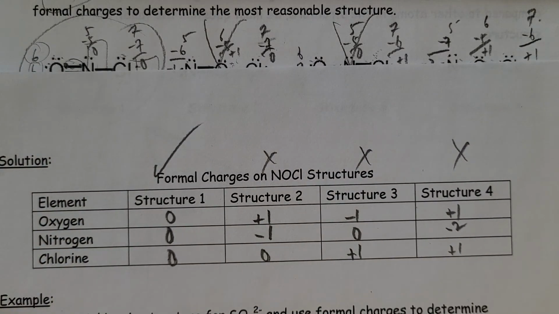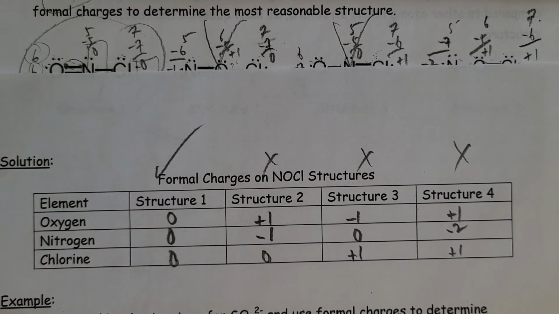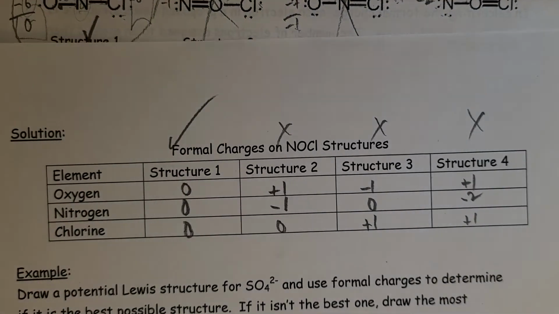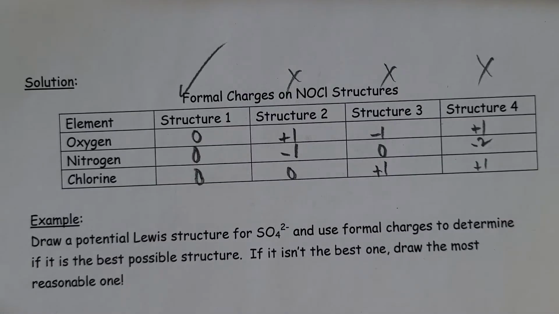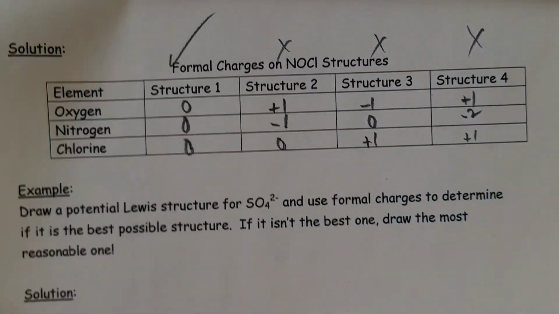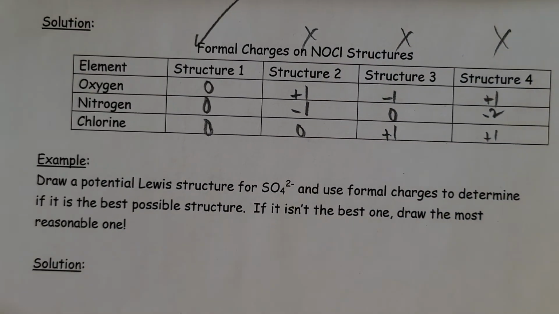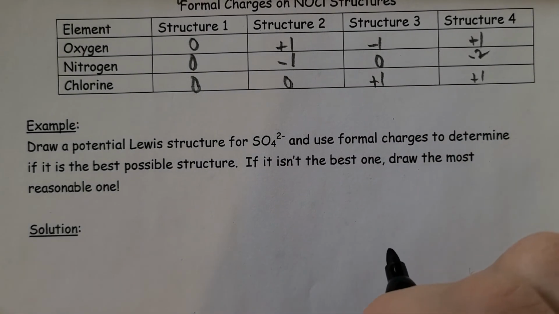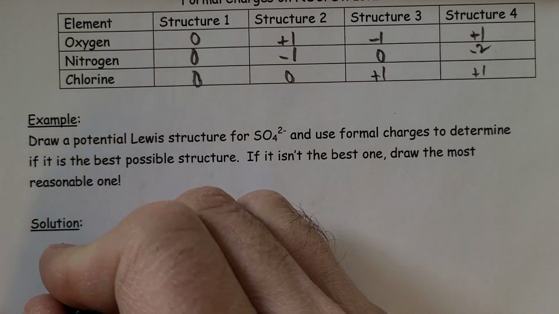All right, so that's how you set that up, using the formal charges to see, is that structure going to be valid? So let's look at this last example here. Draw the potential Lewis structure for the sulfate ion, and use formal charges to determine the best possible structure. If there is a best one, please do it.